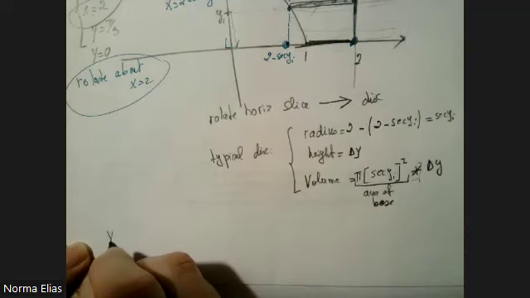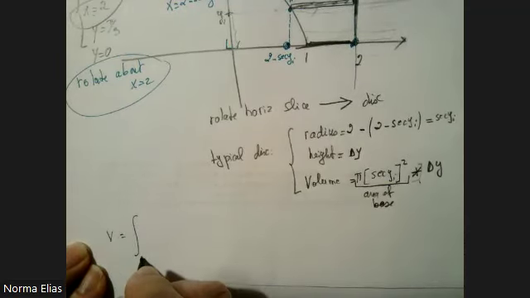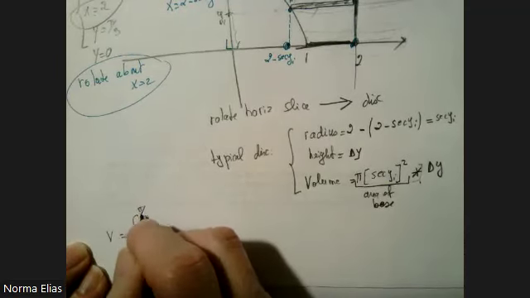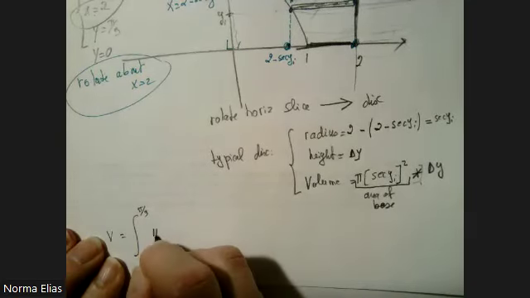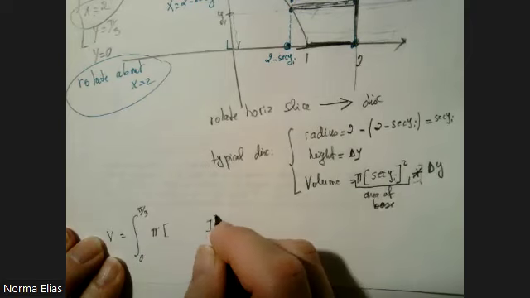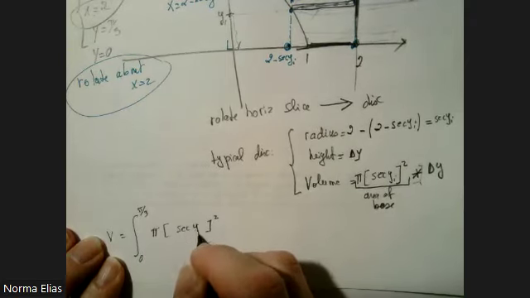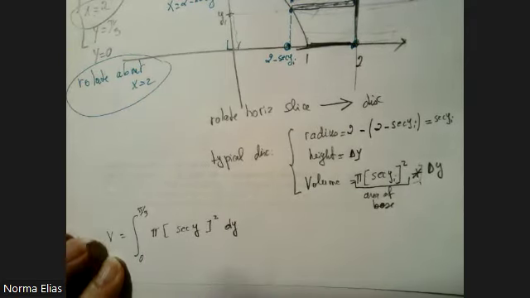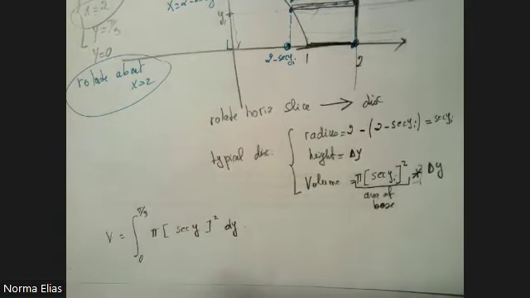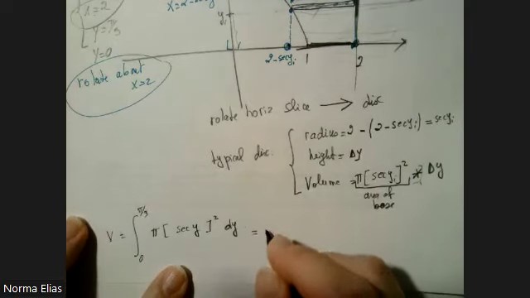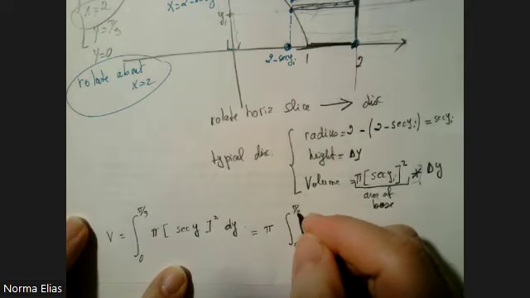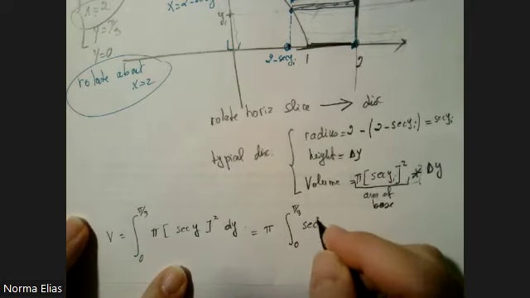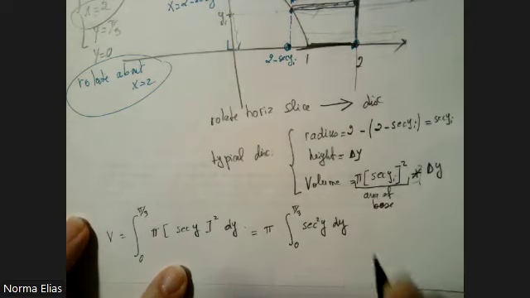So now the total volume is the integral from 0 to pi over 3, because it's very clear, my interval of integration, of pi times the radius squared, which turned out to be secant squared y dy. And now it's just a matter of integrating this simple integral. So this is equal to pi times the integral from 0 to pi over 3 of secant squared y dy.